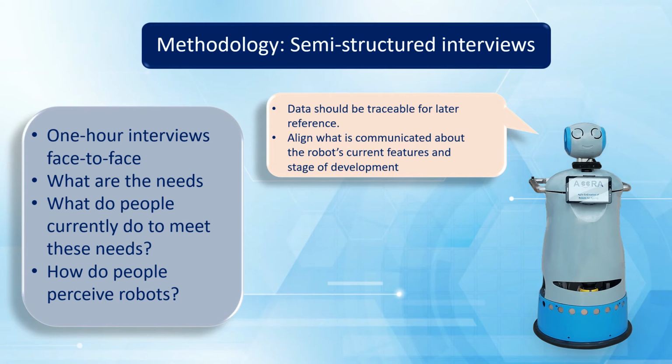The second recommendation is to align very well what you communicate about the robot's current features and stage of development, because expectation management is very important in this project. If people get the wrong impression, for example, that the robots are already able to do a lot of things, then they might be disappointed when you enter the next phase of your project and co-design with them, and they find out that the robot is not there yet.